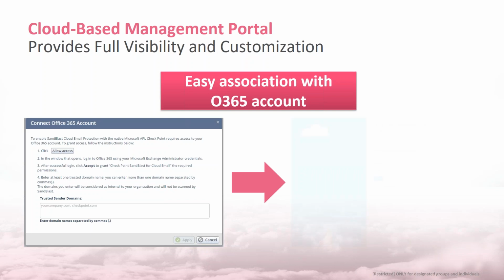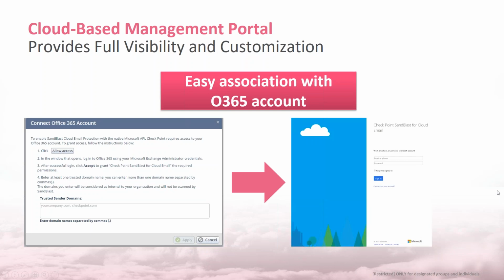So once you click the allow access button, you can then get the pop-up box for the Microsoft 365 login. Enter your credentials. You'll get the prompt to say, do you allow Checkpoint to read your mailboxes, to move messages around, to see who is in your groups. Click sign in, click yes, and then finally just list in here either your trusted or internal domain names, and that just means we'll scan only other messages.